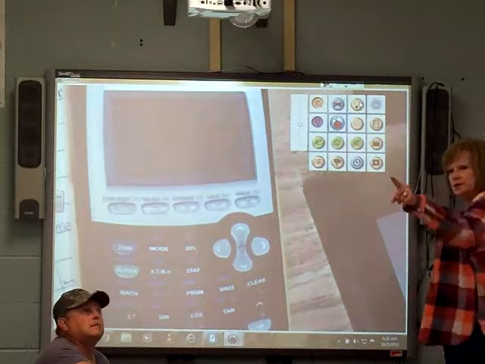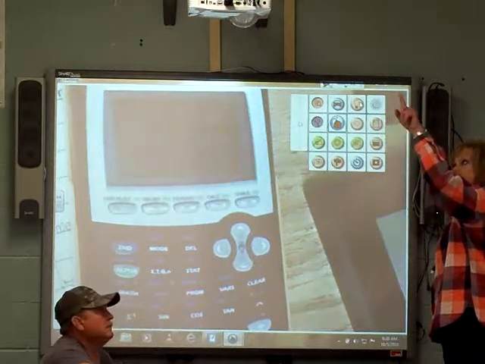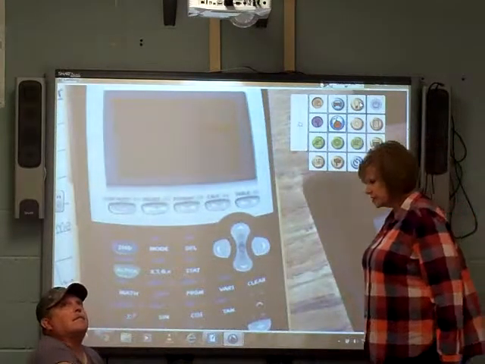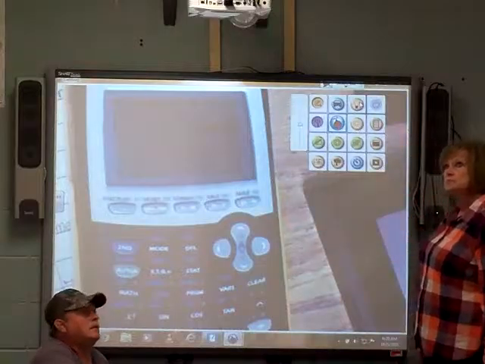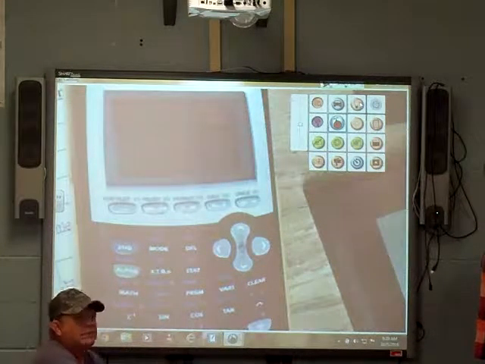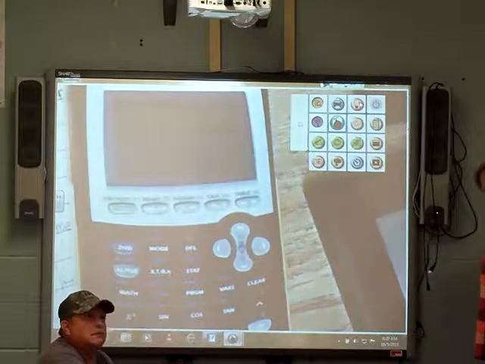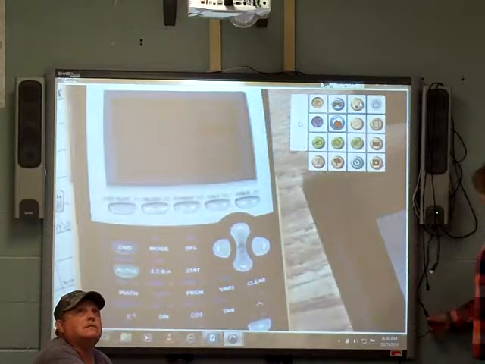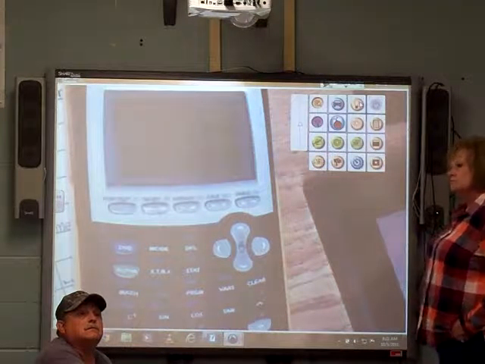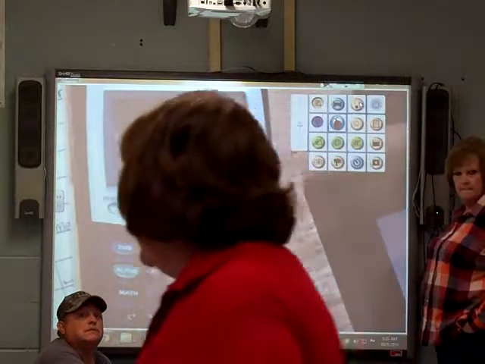Hey, Blake and Austin showed me there's an easier way to do the matrix I didn't know about. If you hit alpha zoom, it brings up a matrix menu. So I'm going to do it that way. I'm going to try that way when I put my second one in.